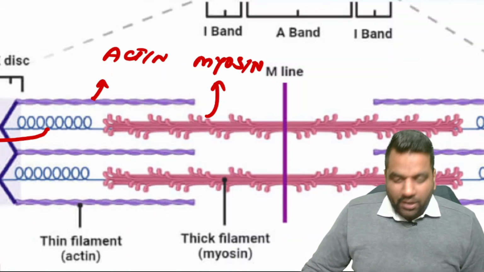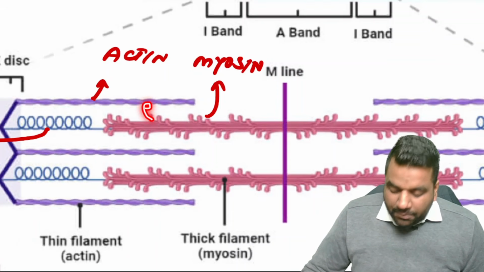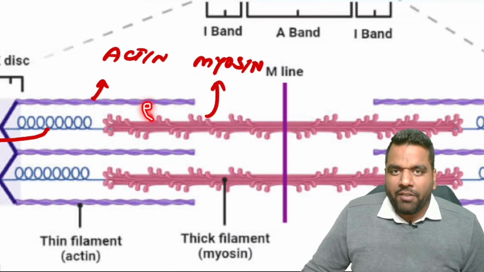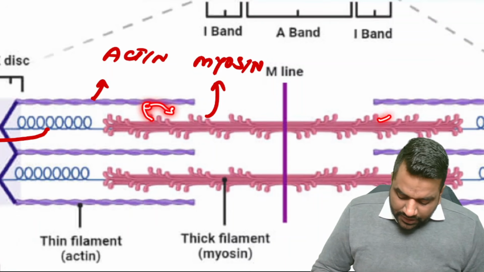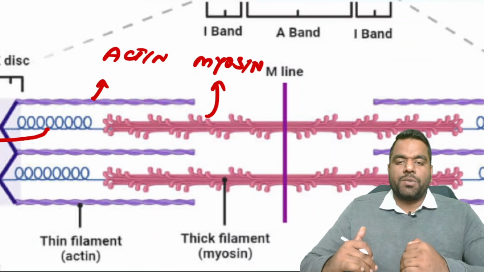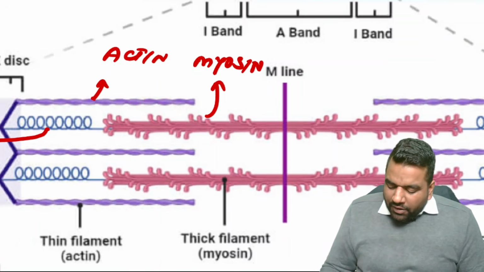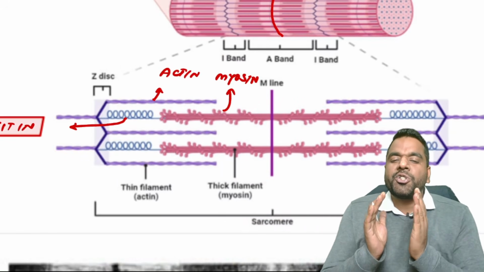Whenever the muscle needs to contract, the myosin head attaches to the actin binding area and, with the help of ATP, tilts from this side to this side, and due to this tilt the muscle contracts. Whenever the muscle contracts, guys, the size of the sarcomere will be shortened.